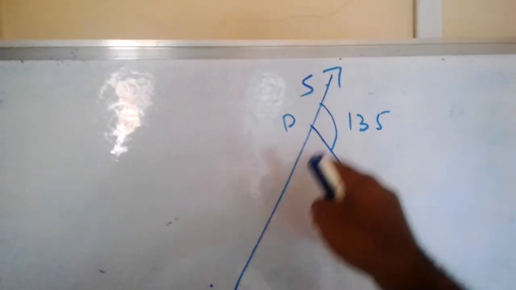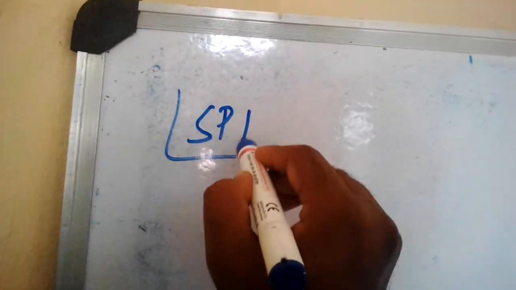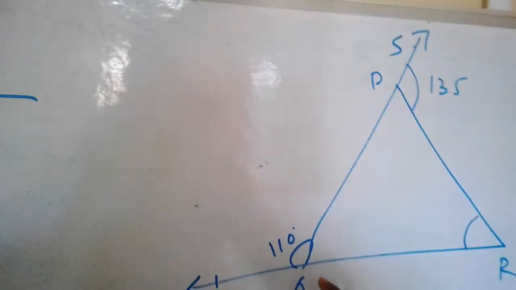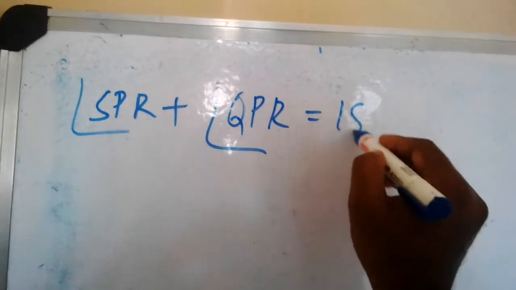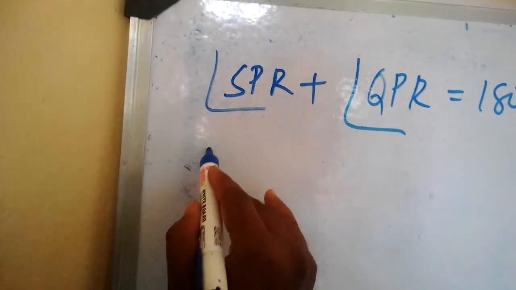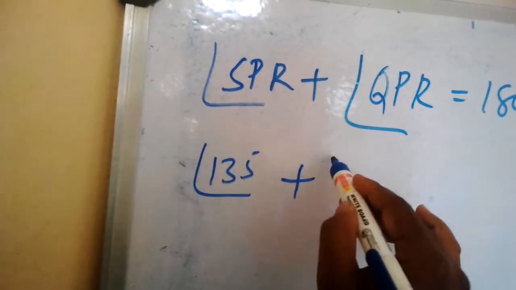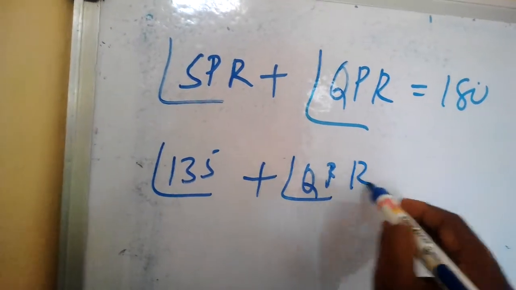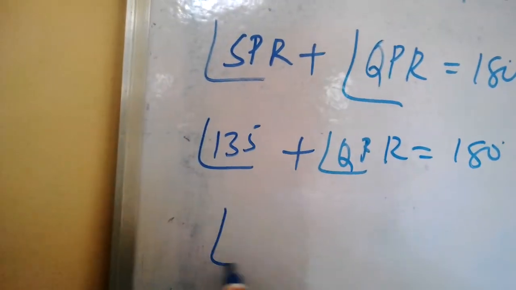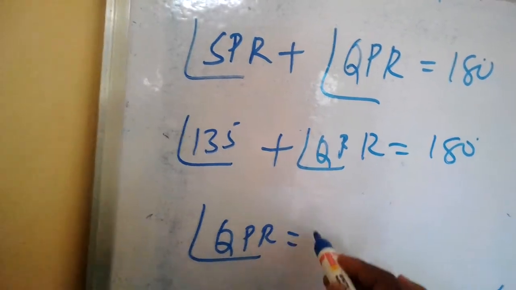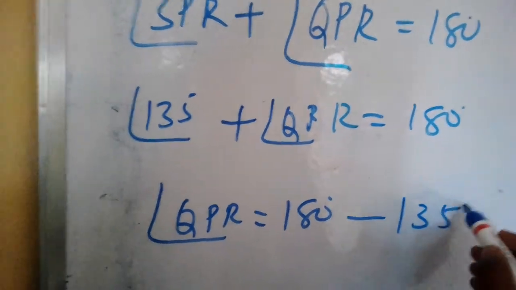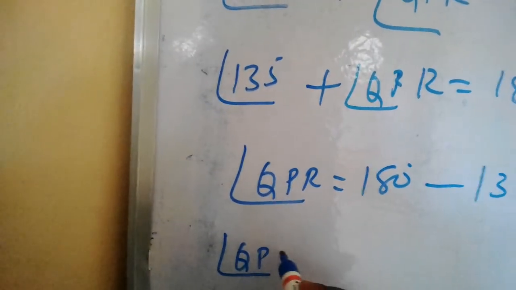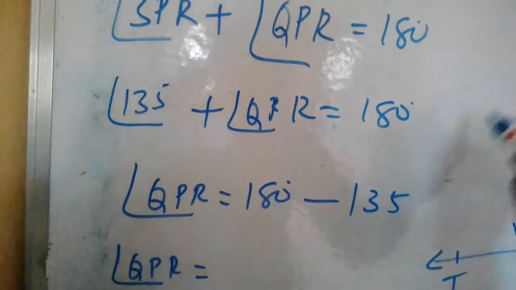Second, you can take the linear pair of angles here: angle SPR plus angle QPR is equal to 180 degrees. So this angle SPR is 135 here, so angle QPR equal to 180 degrees minus 135. 180 degrees minus 135 is 45 degrees.